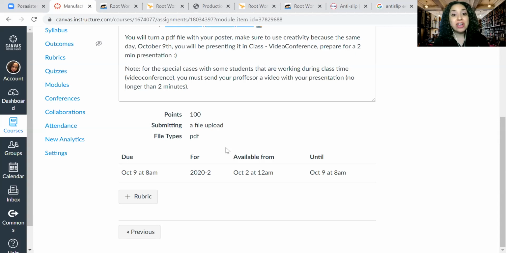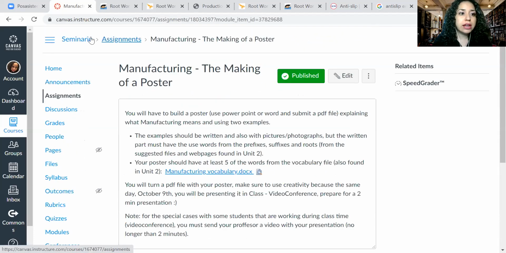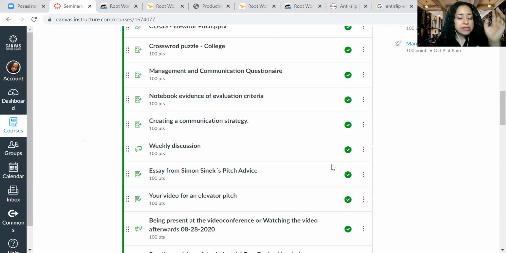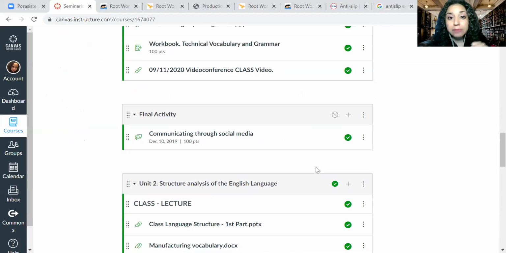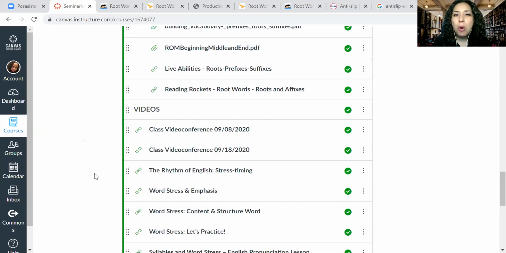Because we have been talking about the English language and how the English language is being built and how it's important to speak, to communicate, and the stress of the words, the phonemes, etc. So now it's time to put it into practice. So for next week, you have a very nice, cool assignment, which is the poster. And of course, like I said, you need to be creative. Everyone is going to be talking about manufacturing.